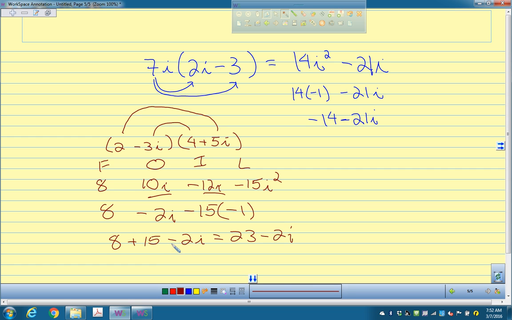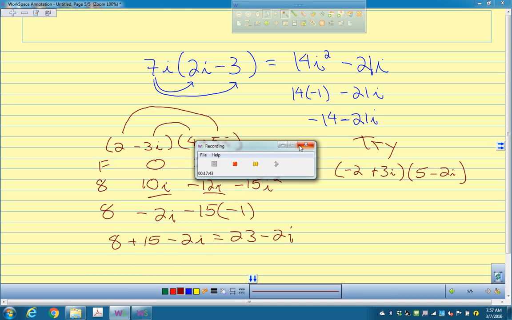I think it's time for a you try. You ready to you try? Okay, try this one. I know you don't have whiteboards, but that's okay. Try this one. Negative 2 plus 3i times 5 minus 2i. Okay? So multiply and simplify.